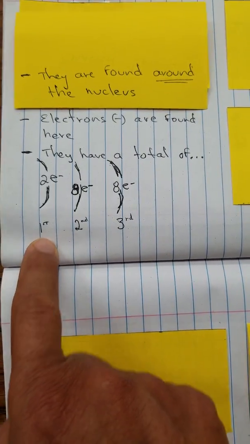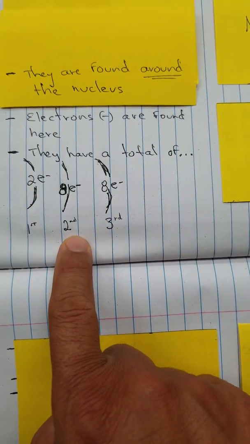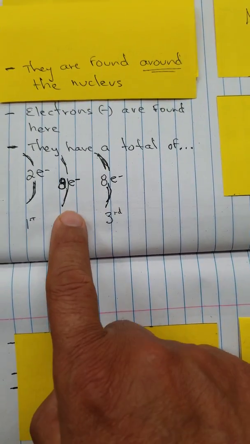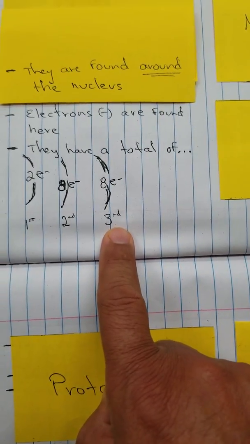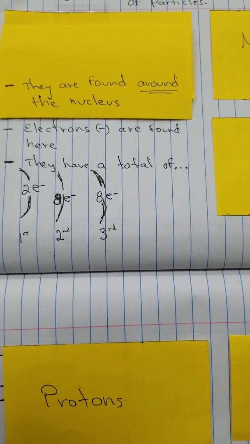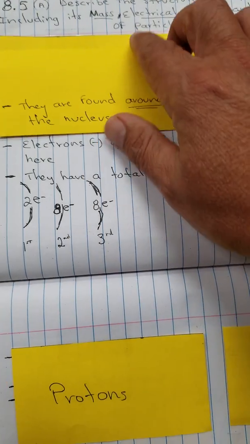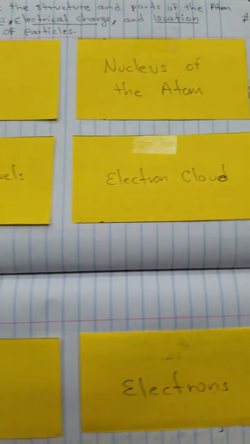This is the first energy level. It has 2 electrons. The second energy level can have up to 8 or less, but no more than 8. And the third energy level also has up to 8 electrons. No more than 8, once again. Make sure you copy this down. Let's move on down to the next one.